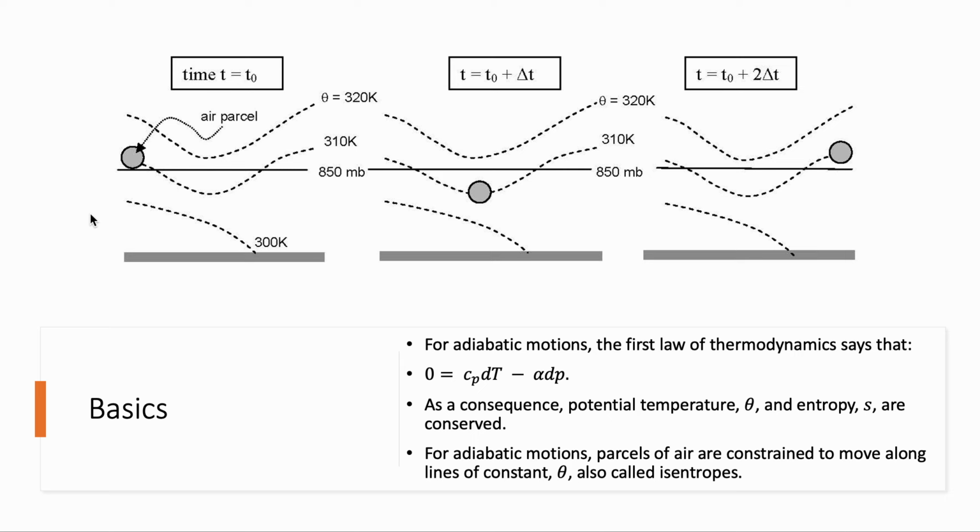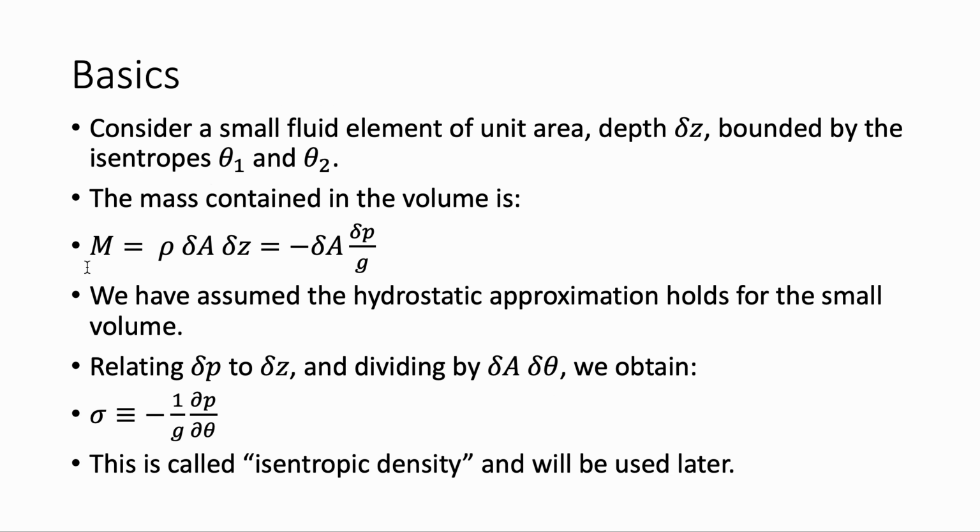So now within this system, consider a small fluid element, and let's say that this fluid element is between two isentropes, of temperature theta 1 and theta 2, for example. Then we can compute the mass of this element, and this can be expressed as a function of delta theta, the spacing between the isentropes.